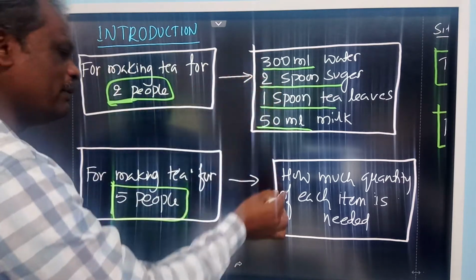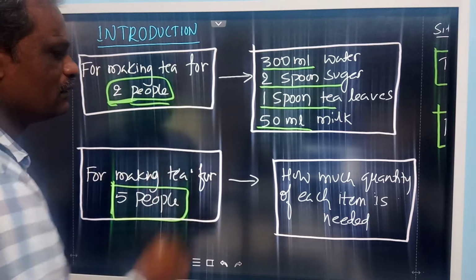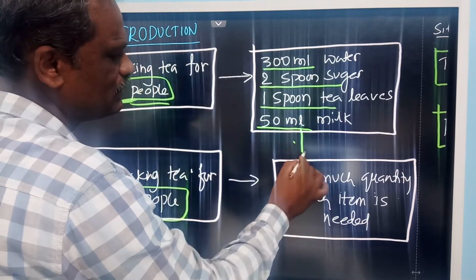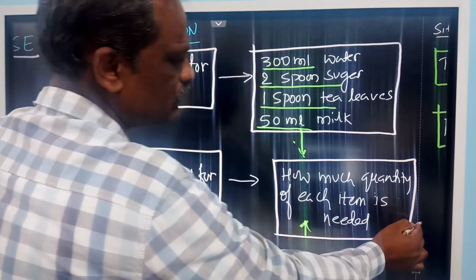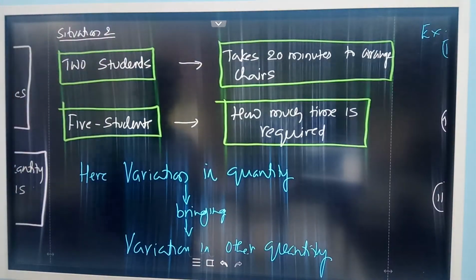So should this quantity be increased or decreased? Here, 2 people to 5 people, so it should be increased. This must increase. Okay, now in the same way, see another example.